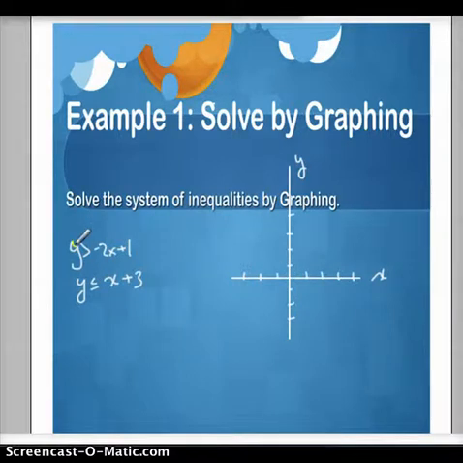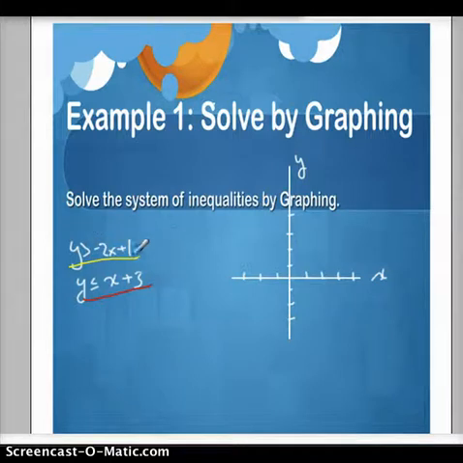I'm going to make this first one my yellow inequality. That looks really terrible, so maybe instead I will just underline it in yellow. And then my other inequality, I'll call it the red one. All right, so let's start off with this yellow one first.